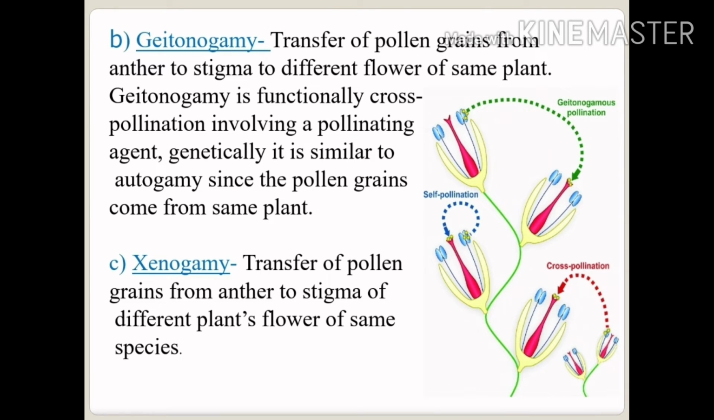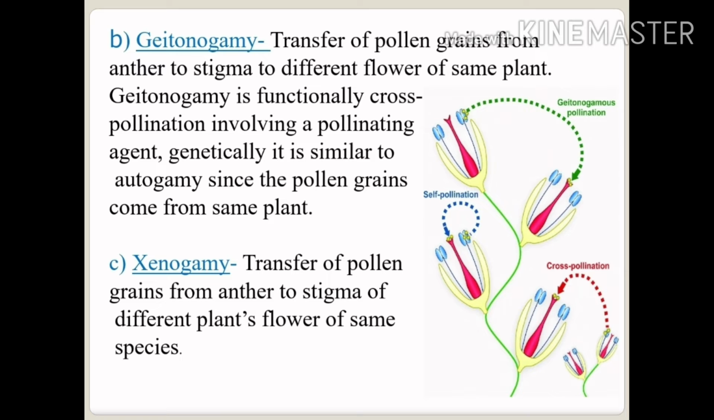It is the transfer of pollen grains from anther to the stigma of different flowers of the same plant. Same plant means two different flowers of the same plant, and the cross pollination there is called geitonogamy.